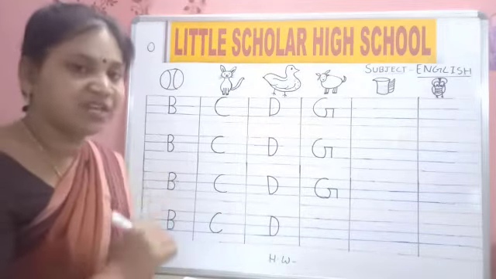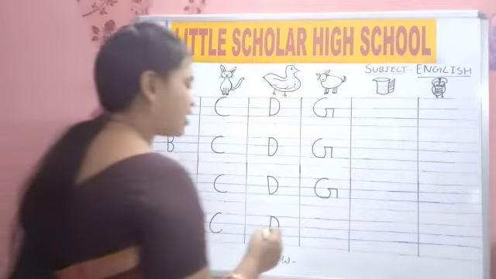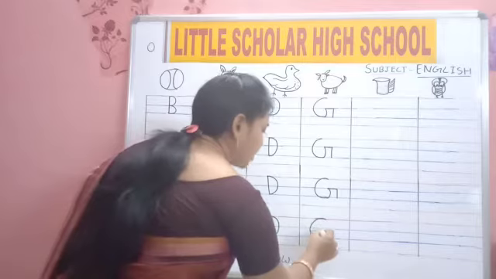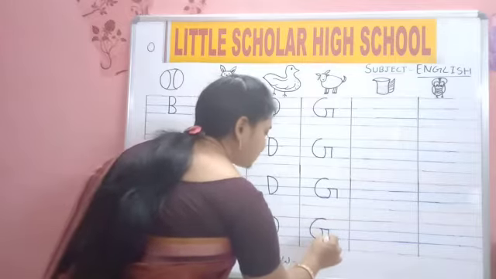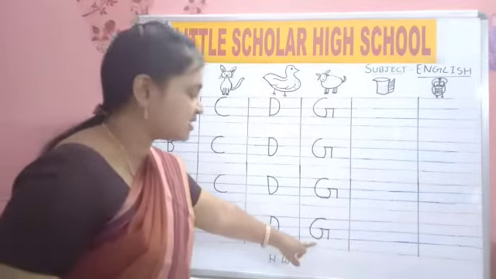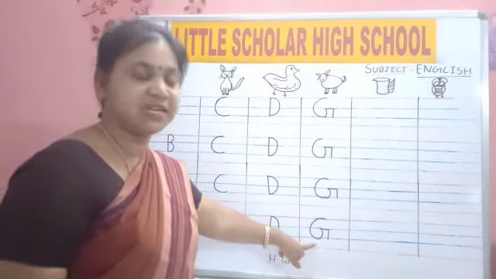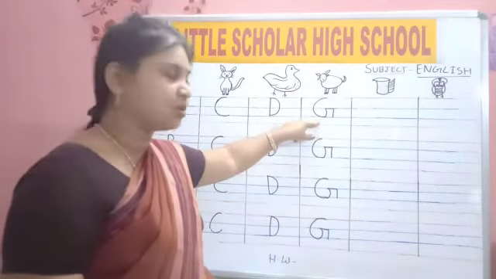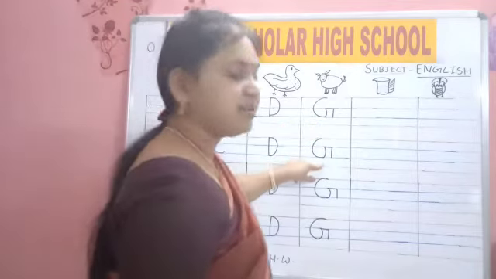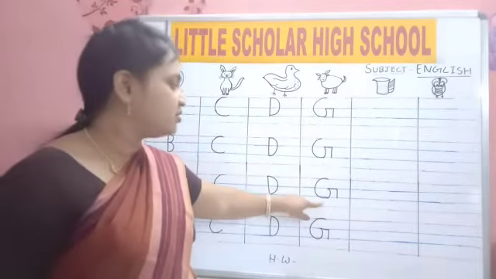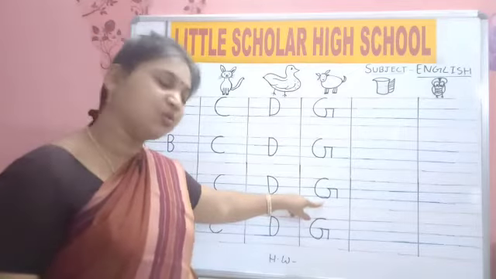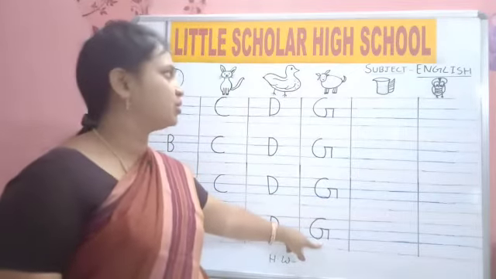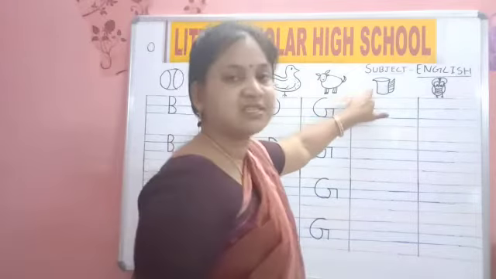Now without lifting our hand we will write. See how I am writing without lifting my hand. One big C. Go up. Sleeping, standing. What is this? G. Capital G. Say G. G for goat. G. G for goat.